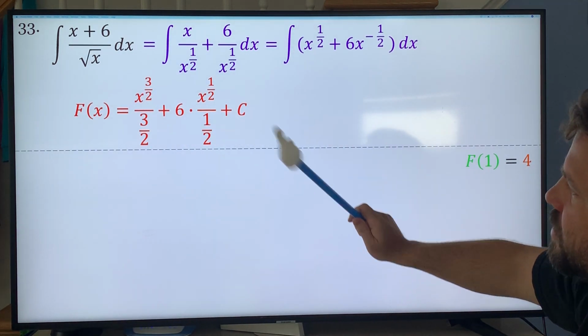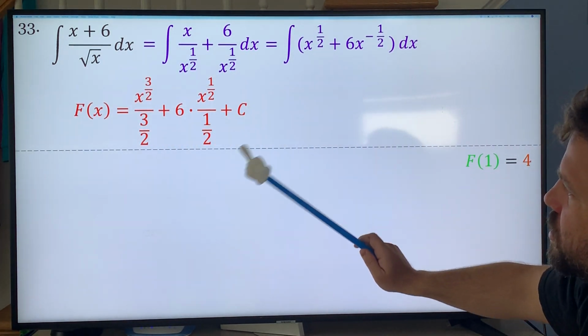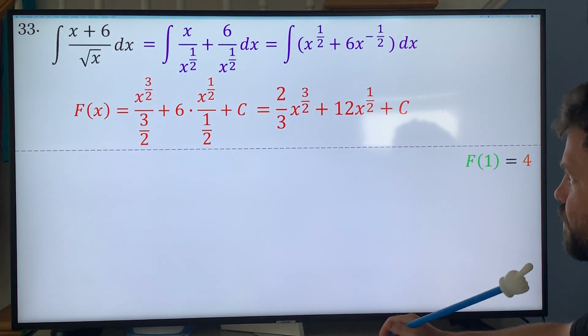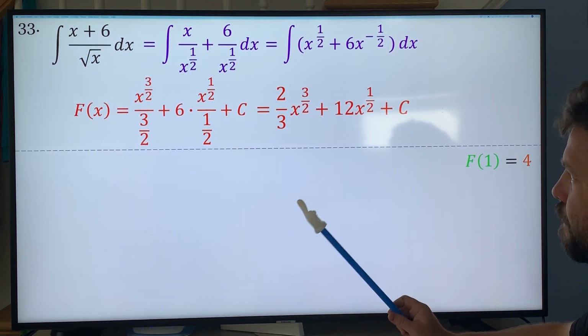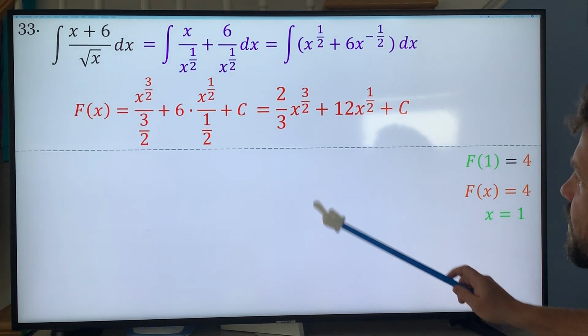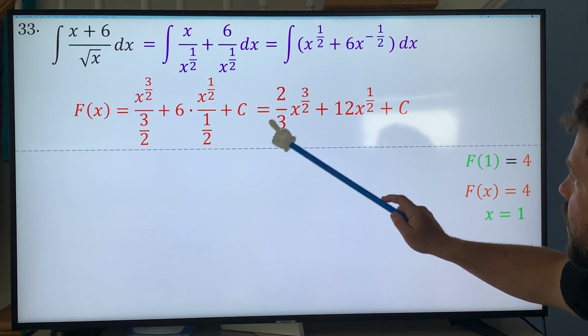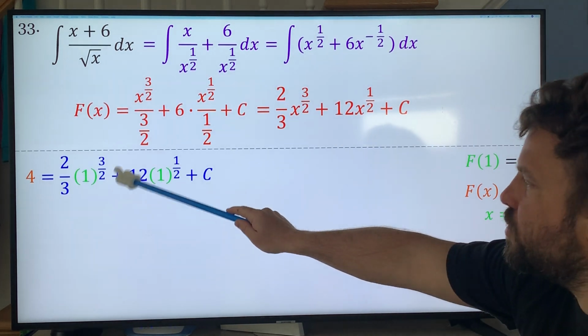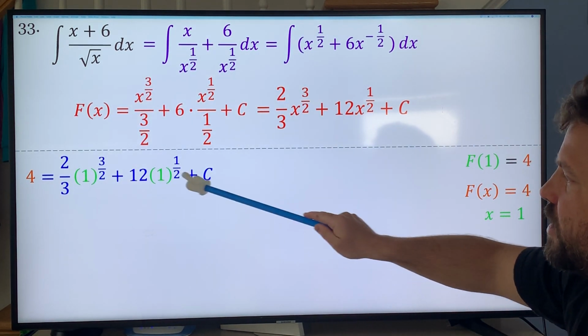Reciprocal, reciprocal. 2/3, 2 times 6 is 12. All right. Now, f of x is 4, x is 1. We got a lot of stuff to plug in here. So we're going to do 4 equals 2/3, 1 to the 3/2 plus 12, 1 to the 1/2 plus c.